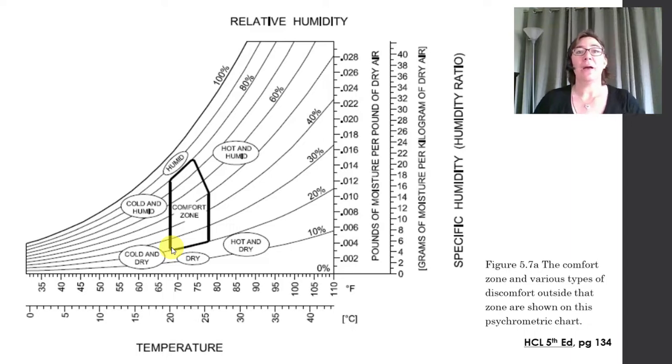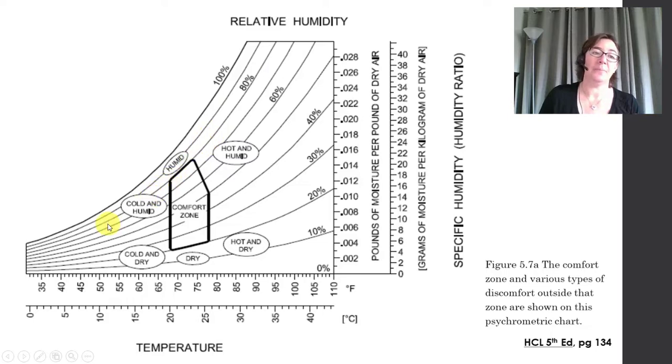Now, as you move out of these comfort zones, it becomes uncomfortable in different ways. So let's take a look. Below the 20% humidity, it's a little too dry. It's easy to understand. If you get to the left or lower or colder on your temperature zone, it can be cold and dry. If you get kind of to the right of our comfort zone or higher temperature, it can be hot and dry.